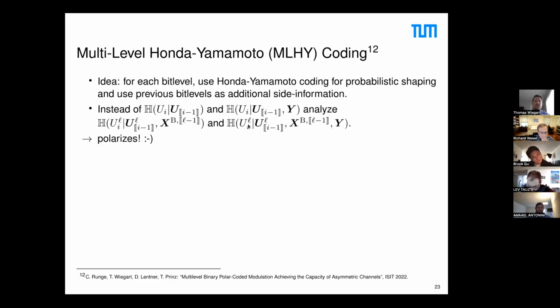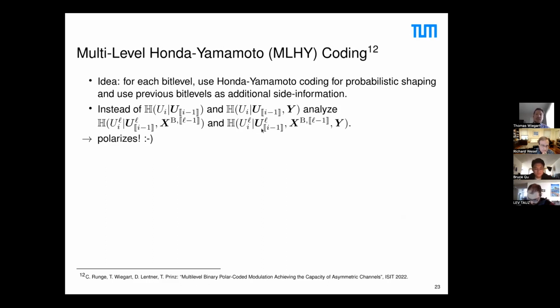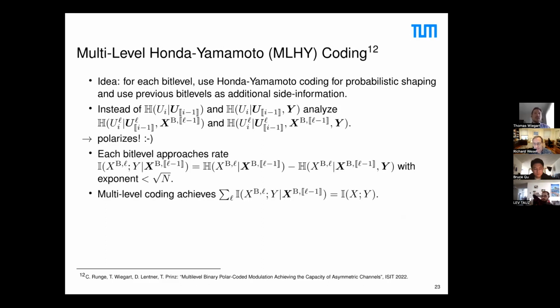And the second one is u_i of a certain bit level given previous u_i of previous bit levels, and channel observations. And it turns out that this actually also polarizes just as well. So by treating the bits that we already encoded as side information, these bits then of course change the distribution that we want to generate, but it's fine. It's just side information which is known at the encoder and decoder. And this polarizes as well.